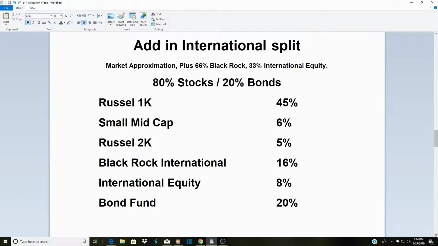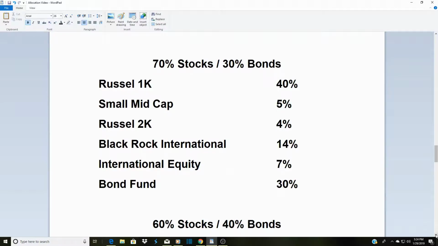And then do notice that all these add up to 100%. When you go to actually put these in on the benefitsml.com website, they will have to add up to 100% for your portfolio. We won't go through the calculation again, but 70% stock, 30% bond. We're at 40% Russell 1000, 5% small mid cap, 4% Russell 2000, 14% BlackRock International, 7% international equity, 30% bond.